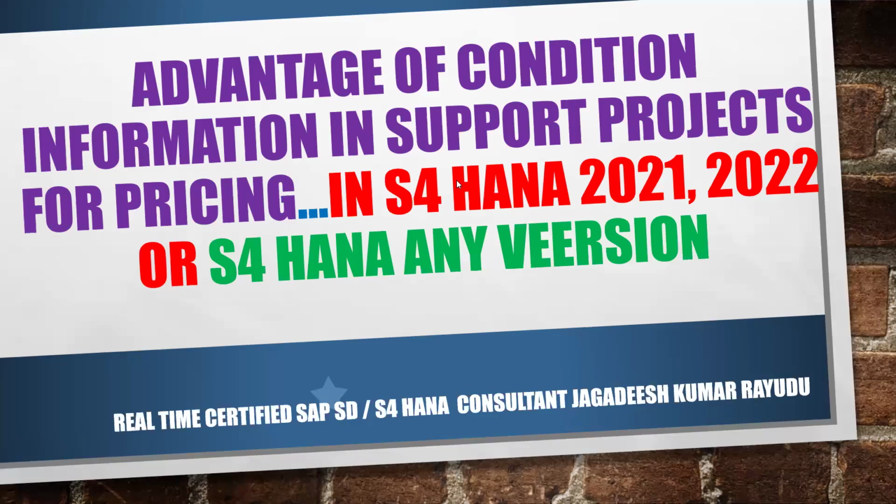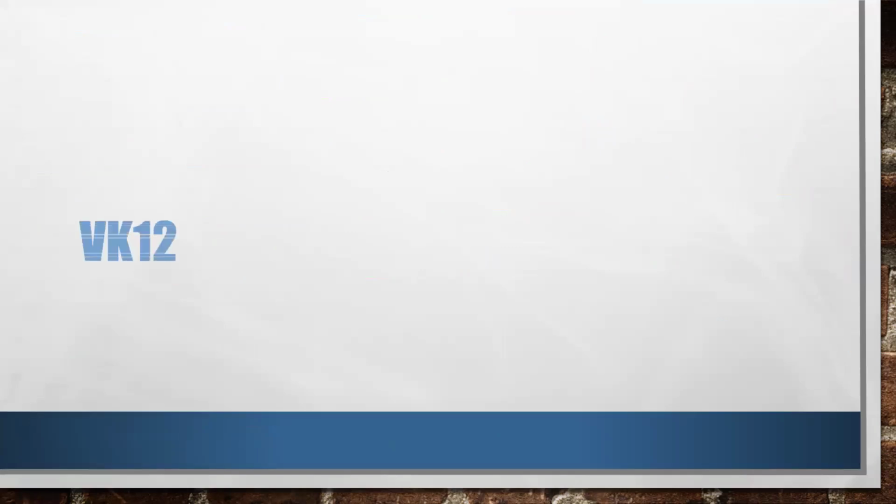I will come back. Another important tip for you. Based on my experience, there is an advantage of condition information in support projects for pricing. It's not only for support projects, but also for implementation at certain times. So, how do you check this? You can use either VK11 or VK12 as a transaction.